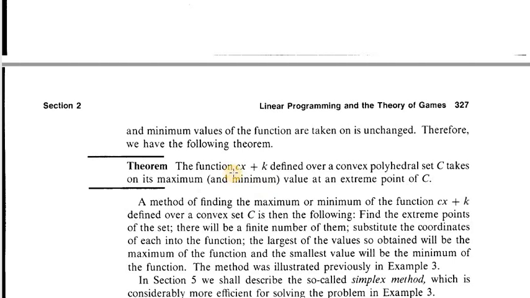Just to remind you, this notation, Cx, is not just a simple C times a simple variable x. This x is a vector. This C is a vector. So this is C1x1 plus C2x2 plus C3x3 and so on. And then here we have plus k, where k is just a real number. So you're just adding k to every value of the function. It just shifts the function up or down. It does not change the relative position or location of the maximum or minimum. If you need a refresher on that, you can go back to the previous video.